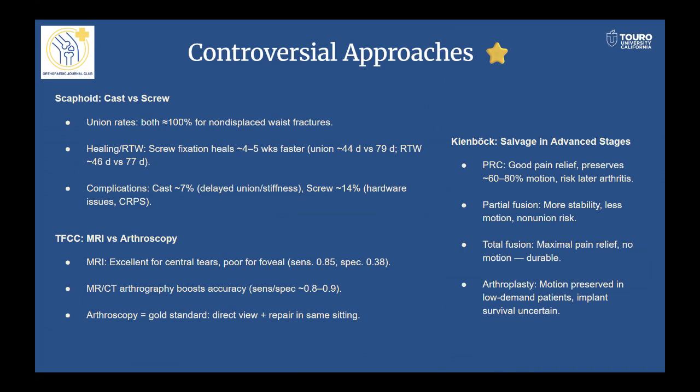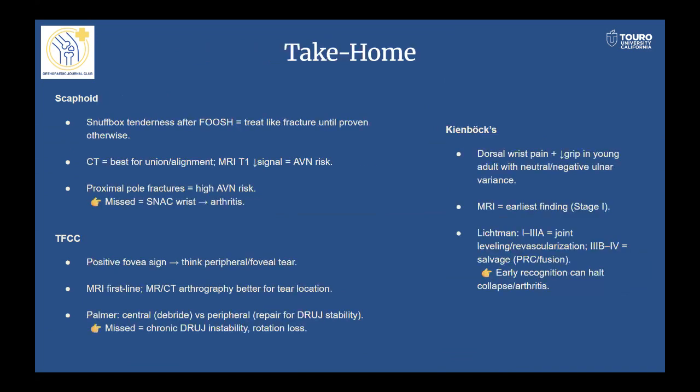And then arthroplasty, again, motion. Wrist replacement can preserve motion in select patients, but implants don't last forever, and it's definitely still a new technology. So these debates don't have one right answer. It depends on the patient's priorities, pain relief versus motion, the accuracy of the imaging you're using, and of course the surgeon's experience and choice. Take-home messages: snuff box tenderness and fall on an outstretched arm.